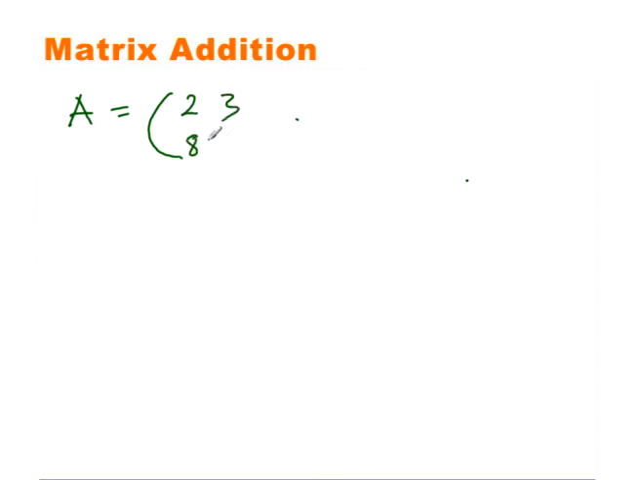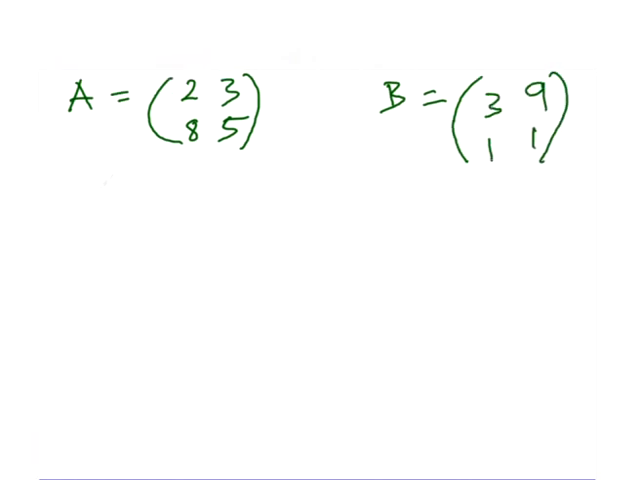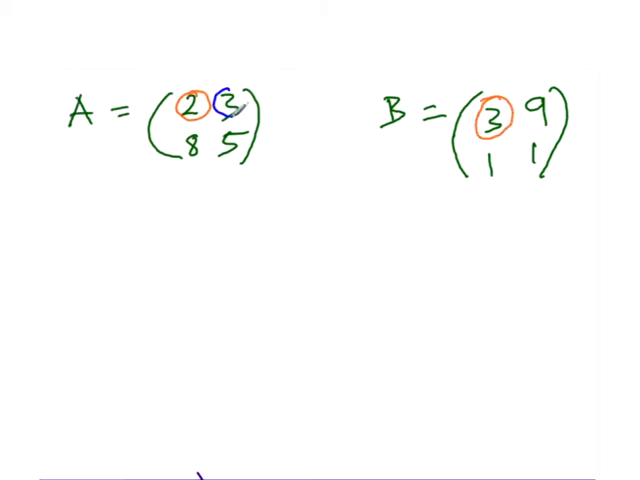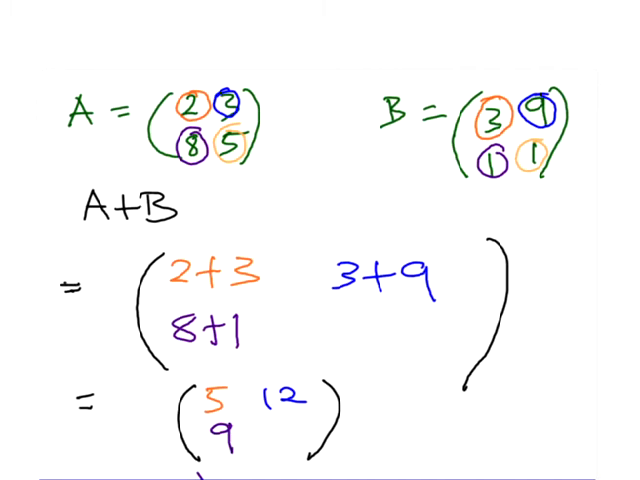Assuming I have two matrices, I'm going to call them A and B. I have differentiated all the elements inside the matrices by using different colors. This will make things easier for you when you add, subtract and multiply. 2 plus 3, which will give you 5. 3 plus 9 will give you 12. 8 plus 0, and finally 5 plus 1 will give you 6.